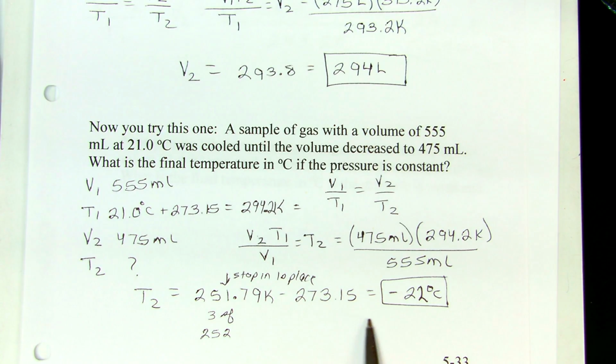273.15, and we get negative 22 degrees Celsius because I was only allowed to keep 3 sig figs here, which would stop in the ones place. So when I subtract, I have to stop in the ones place. So we're no longer looking at the number of digits because our one group on the side that did finish this had negative 21.4. We do have to stop in the ones place.